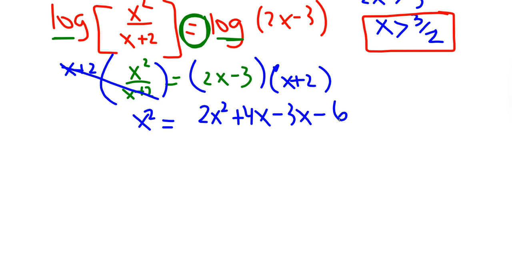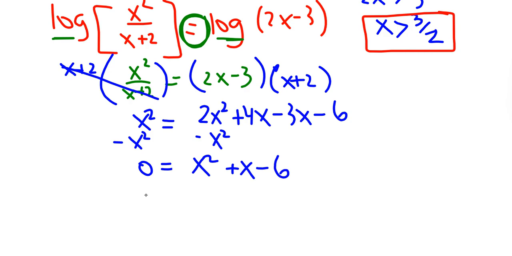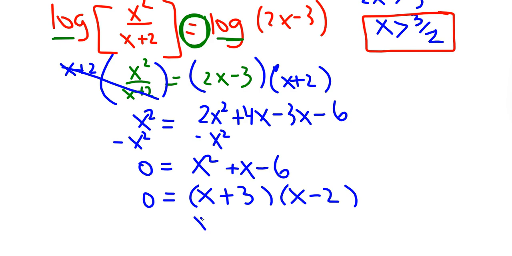As I tidy it up, because I have a quadratic, I know I solve quadratics by setting them to 0, so I'll subtract x squared from both sides. So x squared plus x minus 6. I have a quadratic, so I always have to factor when I have a quadratic if possible. If not, I'll go to the quadratic formula. So two numbers that multiply to -6 and add to +1, so that would be +3 and -2. So one solution, x is -3. The other solution is +2.